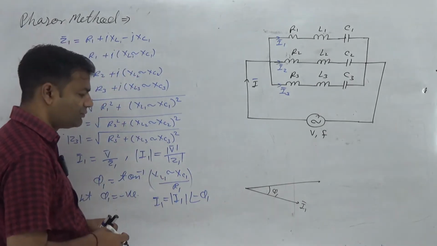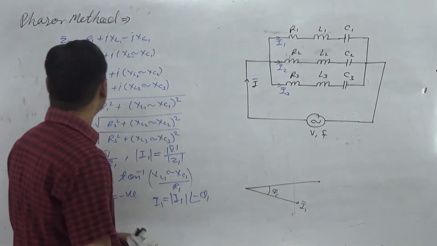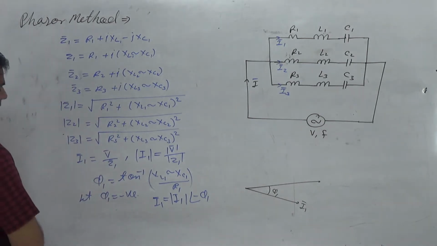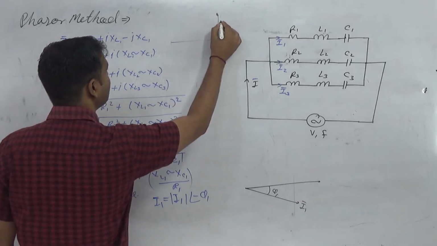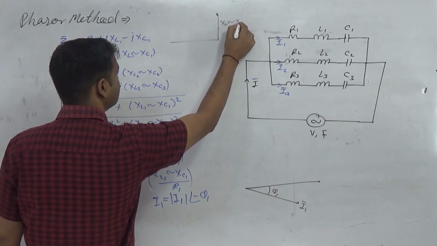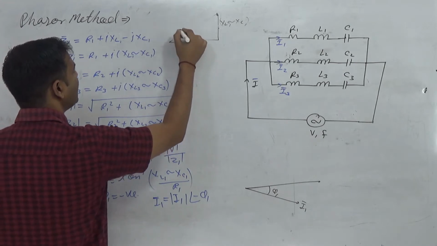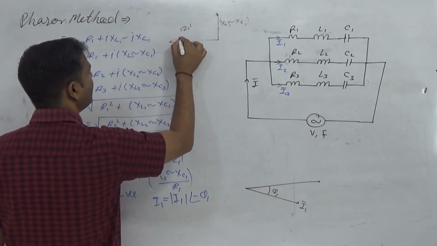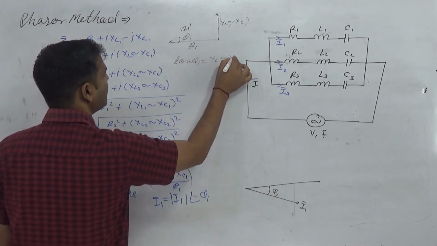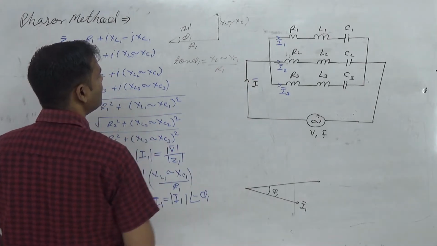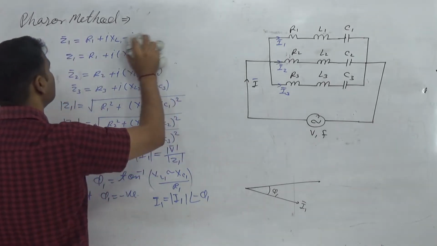After that, what about I2? If you want to make I2, how can we make it? I know how to draw I1. Here is XL and this is R1, this is mod Z1 and that is phi1. So tan phi1 is equal to (XL1 minus XC1) divided by R1. Clear? Now another way, we focus on Z2.